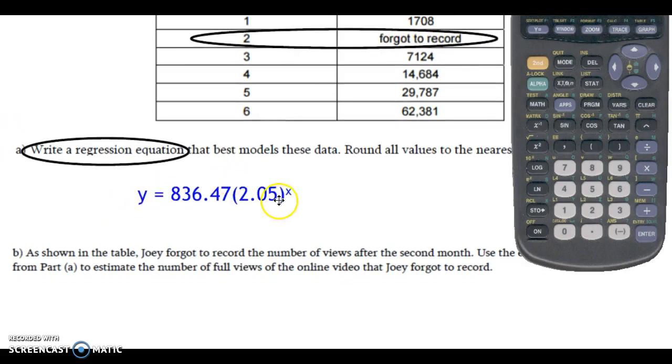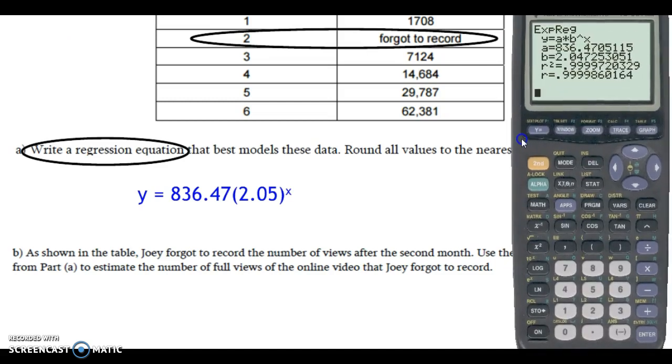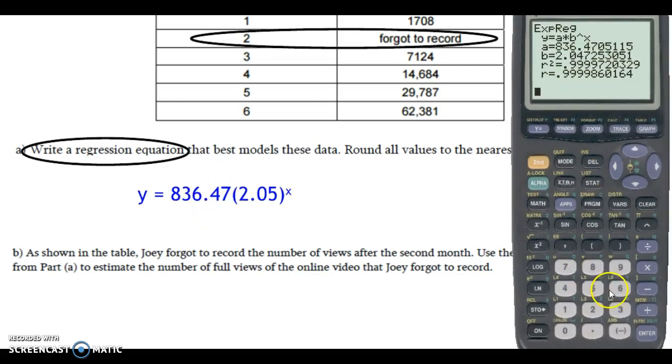So the correct way to calculate this is to take this regression equation and simply input X equals 2. Pull down our calculator here, and we'll input 836.47, and we're multiplying by 2.05, and that 2.05 is going to be put to the power of not x, but 2, the number of months we're trying to use to predict. The answer is 3,515.265, etc.